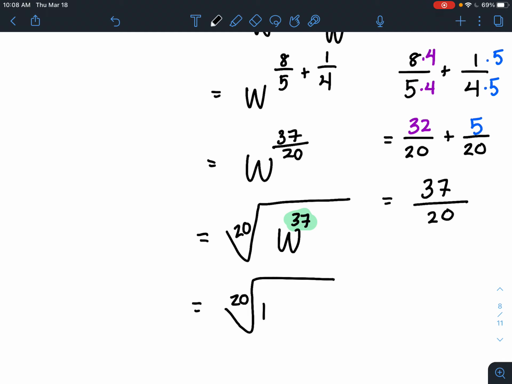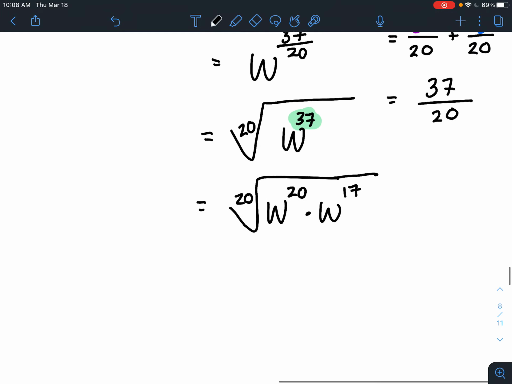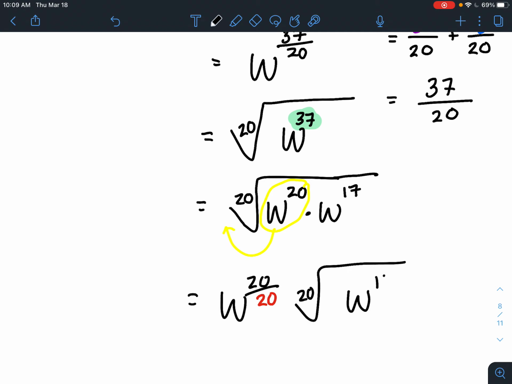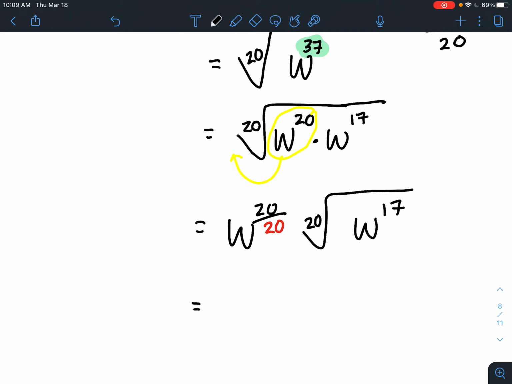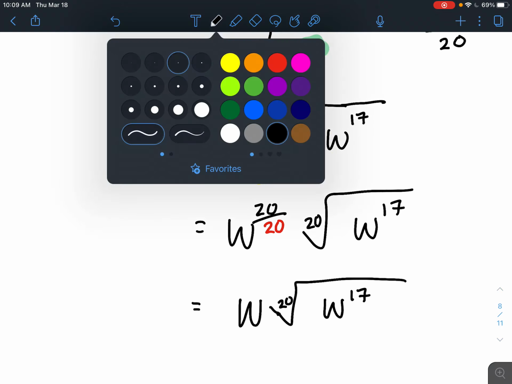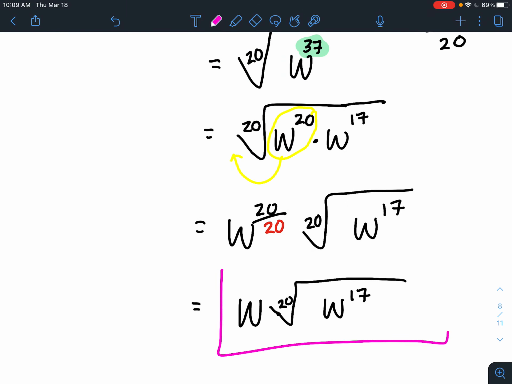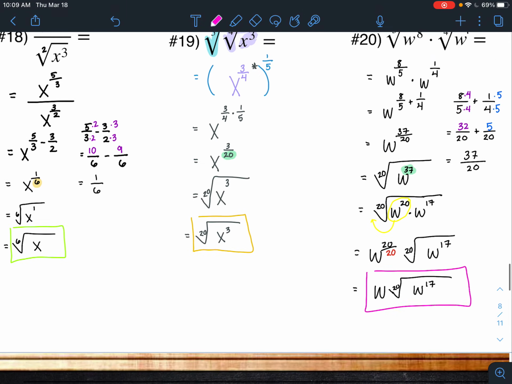So I have the 20th root. I'm going to make this w to the 20th on the inside and w to the 17th. So now I can bring w to the 20th to the outside. Right, so I bring w to the 20th out, but I'm going to divide by that index of 20. And then I still have a 20th root of w to the 17th power. So 20 over 20 becomes 1, so I get a w on the outside times the 20th root of w to the 17th power. Right, there we go.